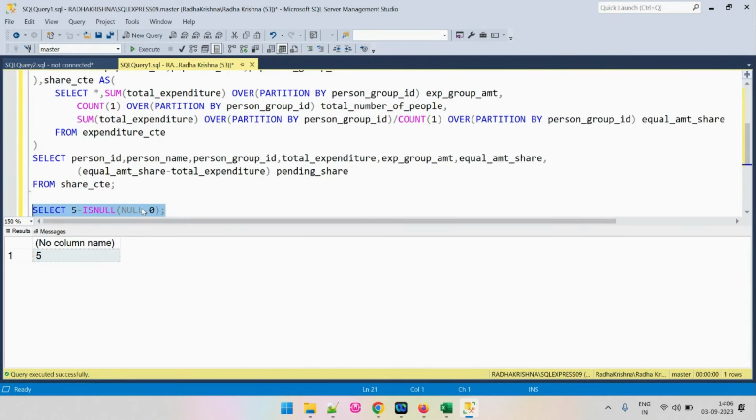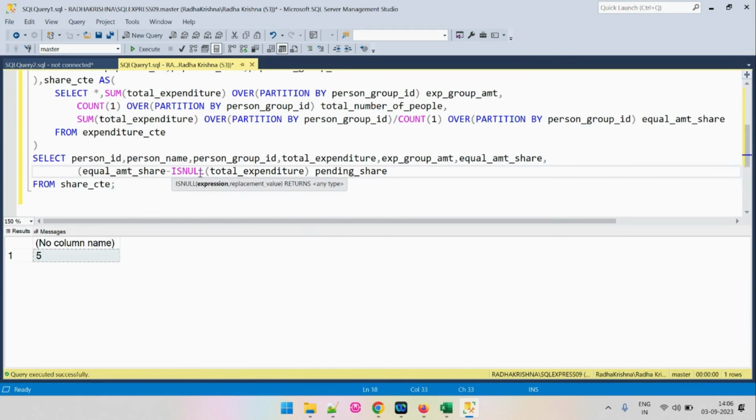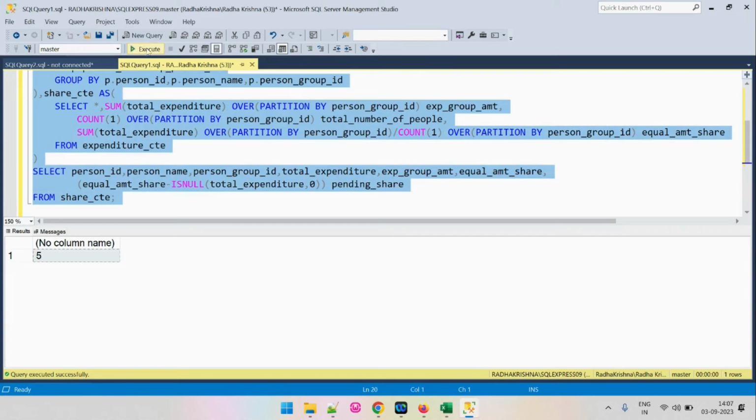So this same logic we will be using. In other SQL formats we can use COALESCE as well, or we can use something like NVL. So based on the SQL type that you're using, we can use the respective functions that are present there. So now what we will do is we will use this isNull here, and if the total expenditure is null, let's set it to 0 while doing the arithmetic. And now let's run and see the output.